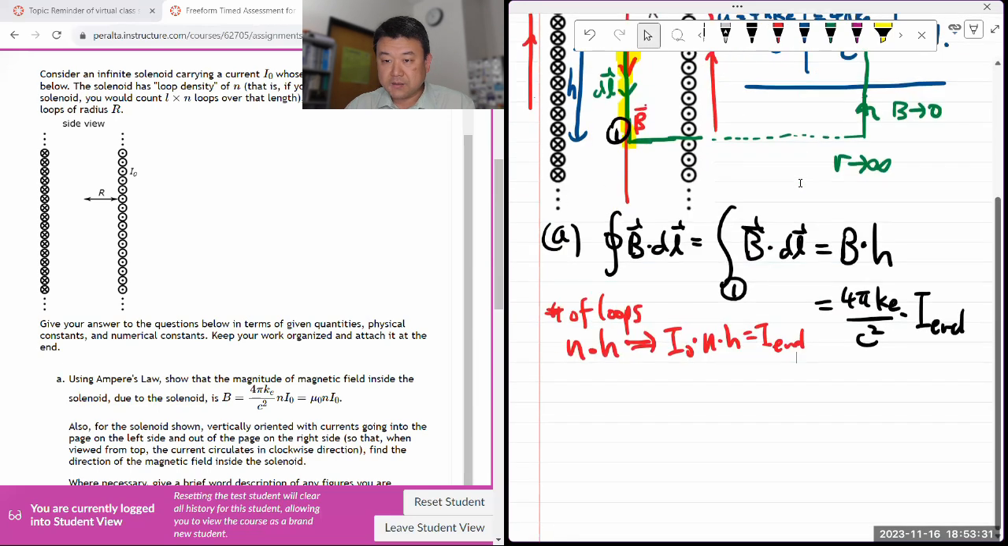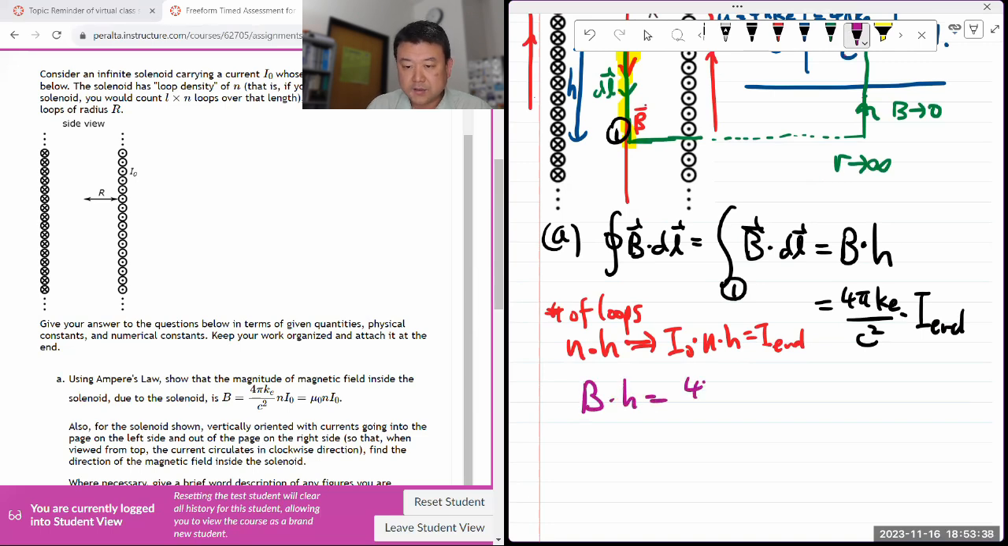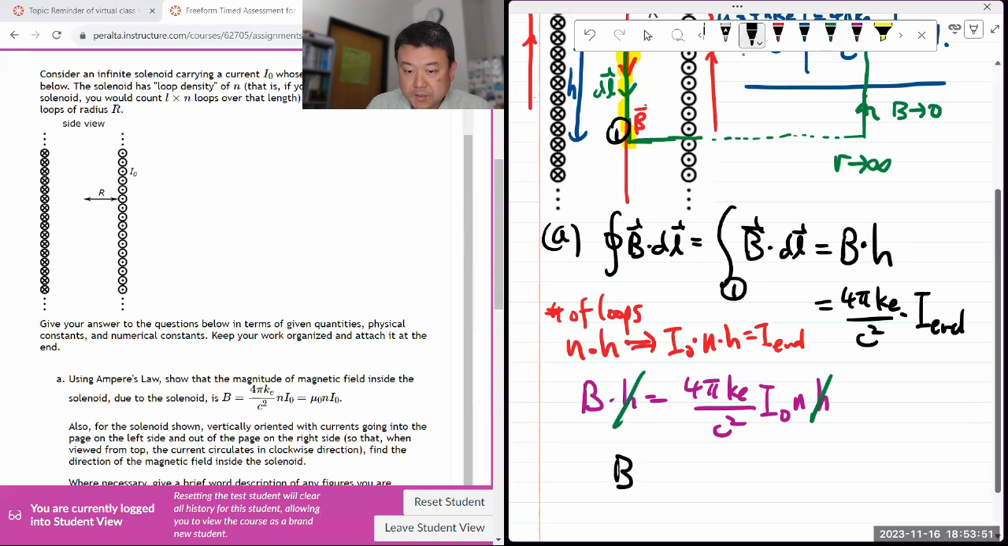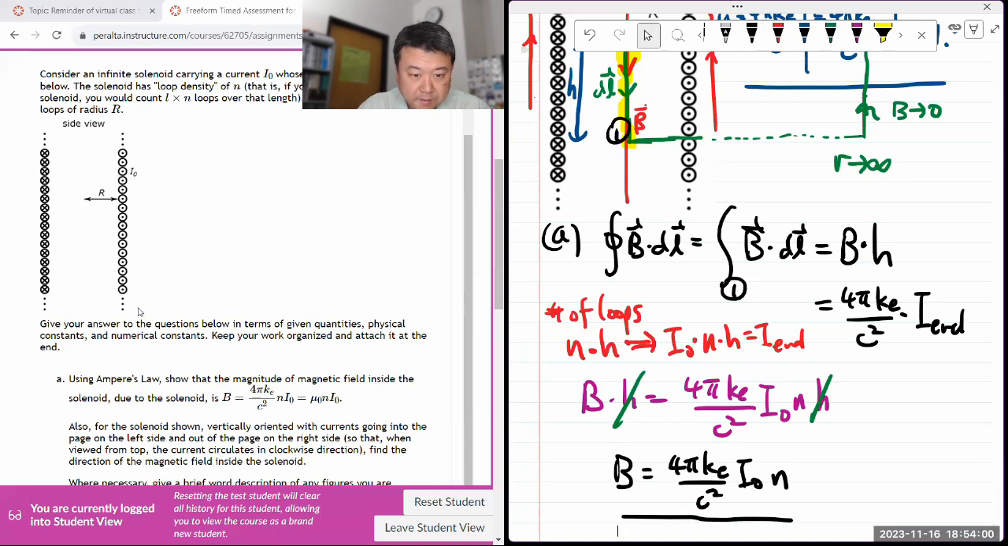So with that, I can write this equation out. Left hand side, B times h is equal to right hand side, 4 pi Ke over c squared times enclosed current, I naught nh, and I see this beautiful cancellation. The arbitrary parameter h cancels out. So I get the expression B is equal to 4 pi Ke over c squared I naught n. And that is the same expression as what we have here, in some ordering. So that's the correct answer.